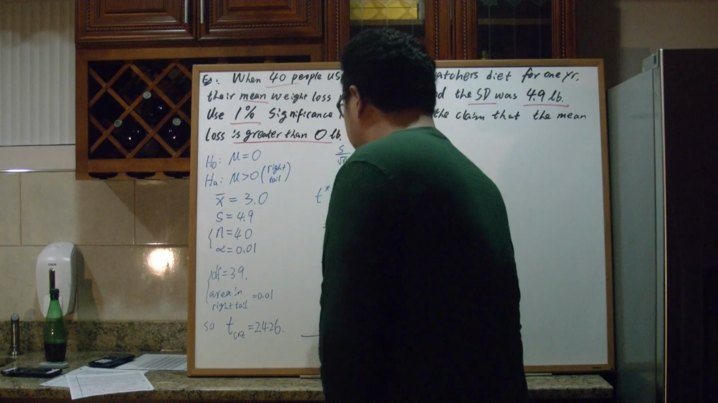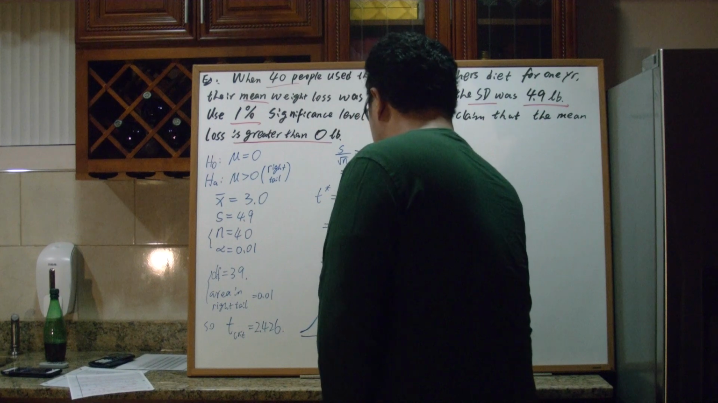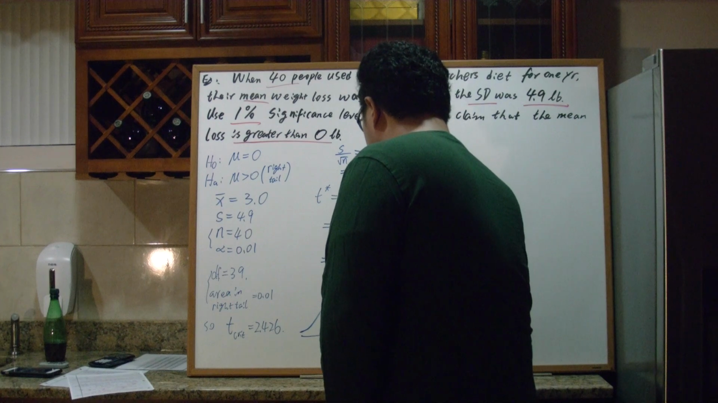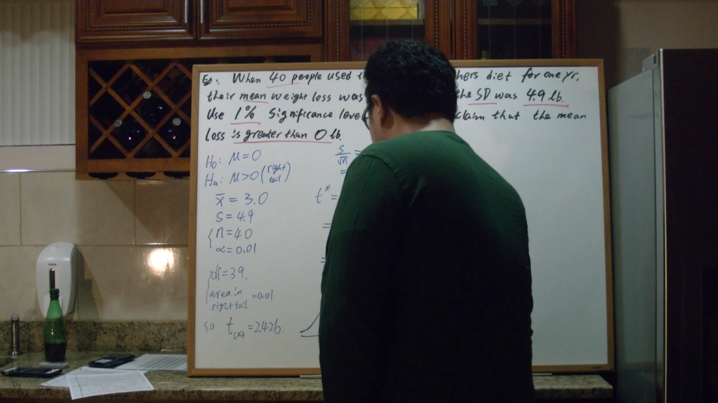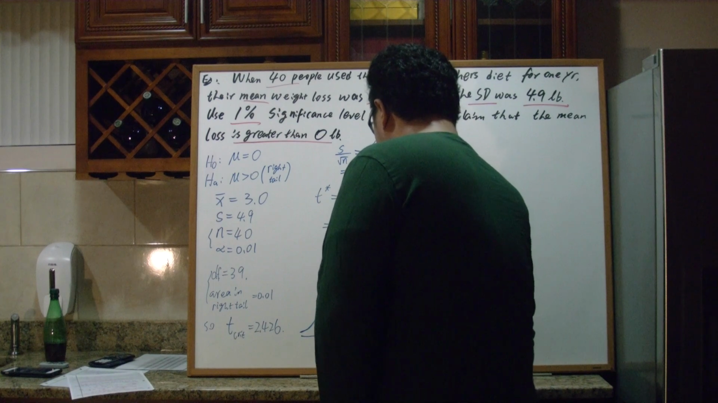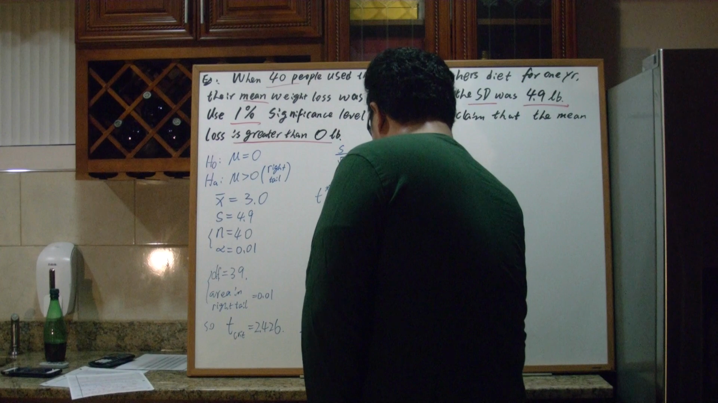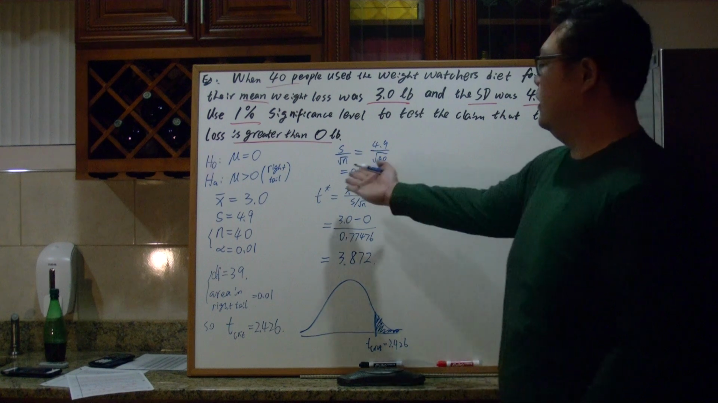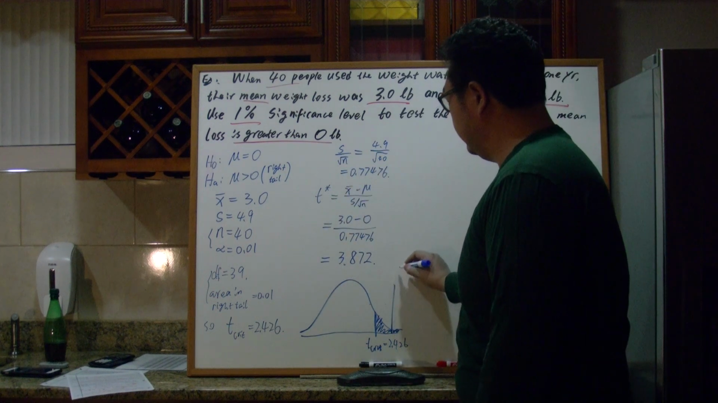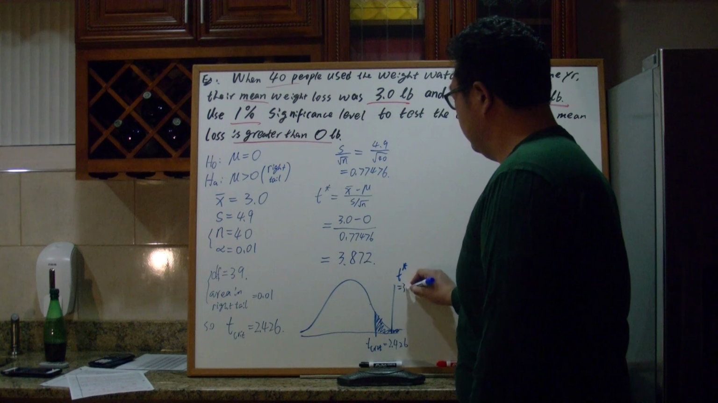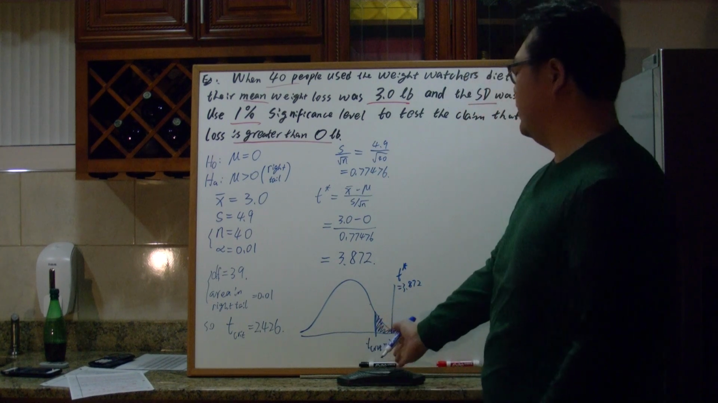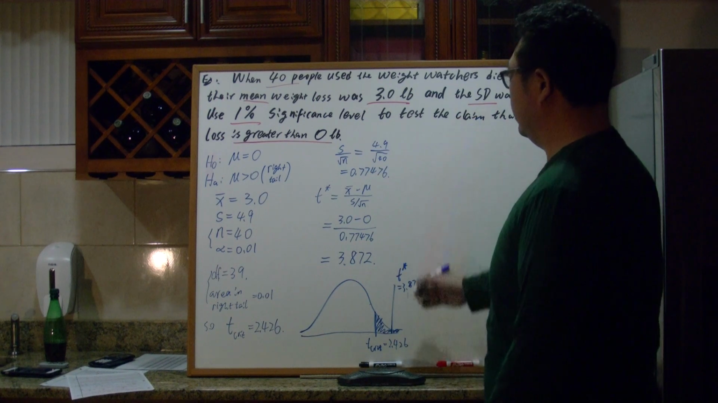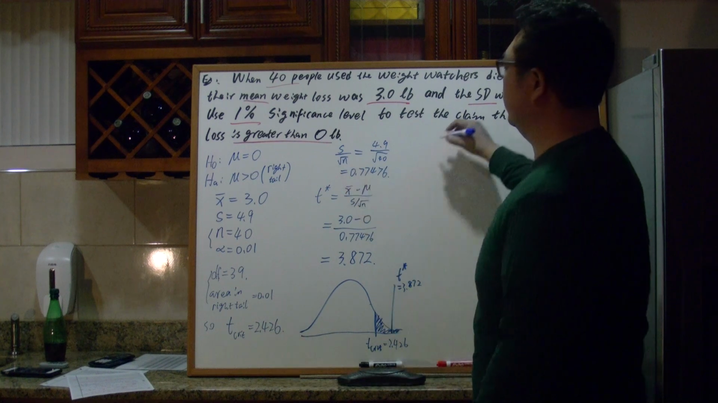Then we can shade the right tail of the t-test. The rejection region is beyond the critical t-score of 2.426. That is the region of rejection, or rejection region. And we find that t star, 3.872, is bigger than the critical t value, which means it falls in the rejection region. Therefore, since it falls in the rejection region, we say reject H0.